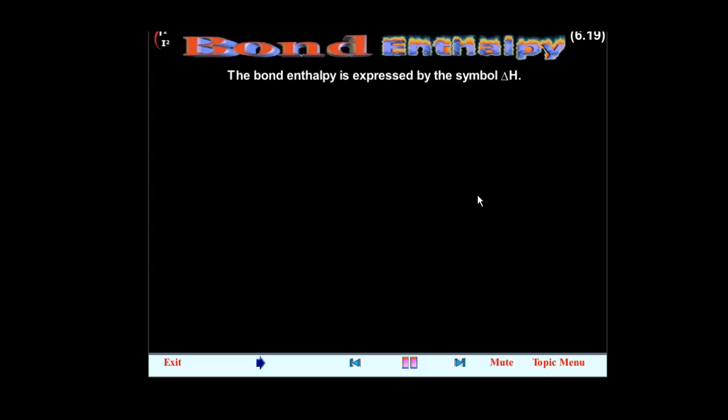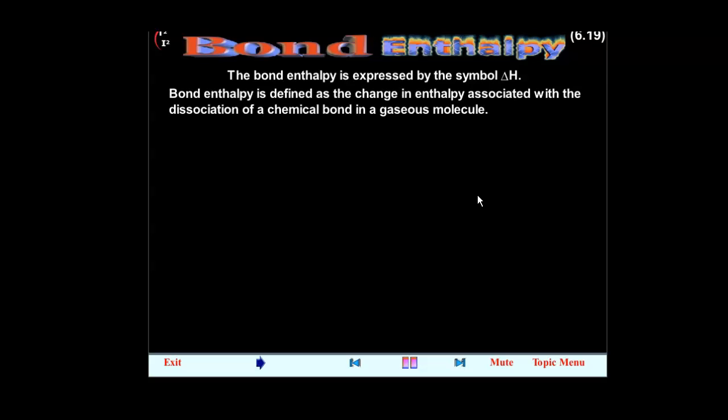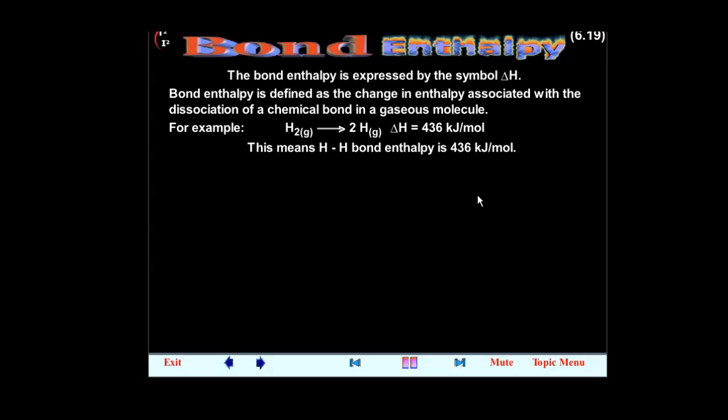The bond enthalpy is expressed by the symbol delta H. For example, H2 gas yields 2H gas. This means the H-H bond enthalpy is 436 kilojoules per mole.